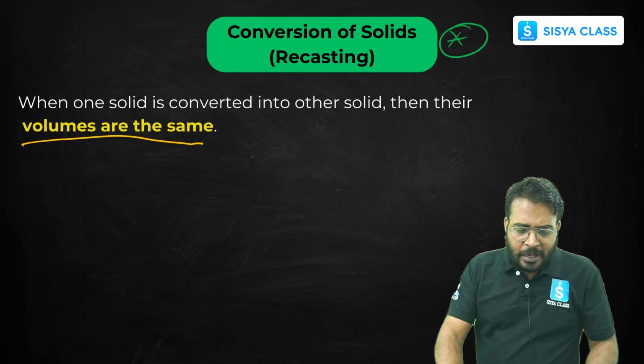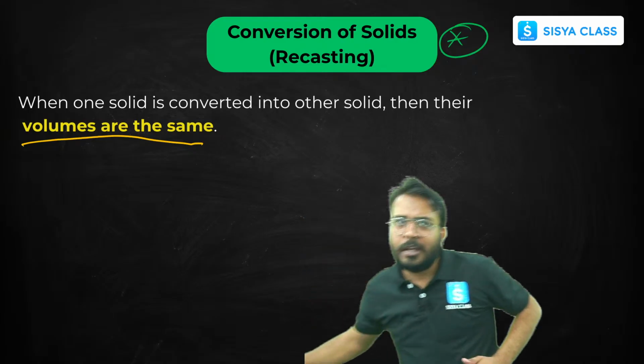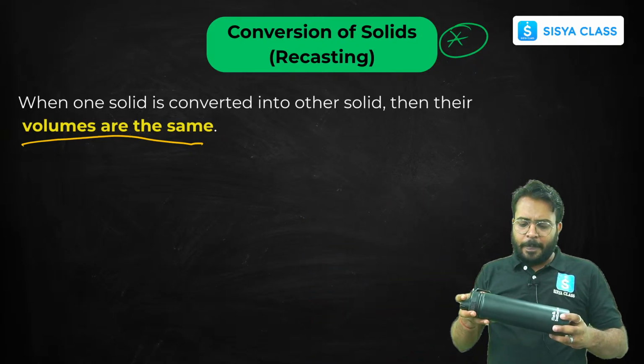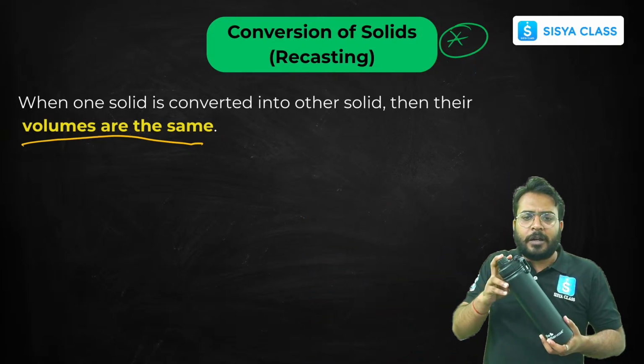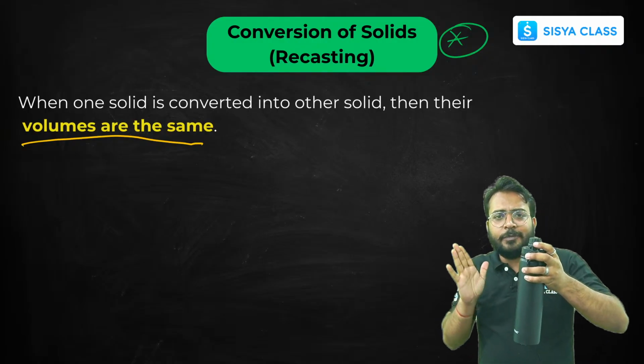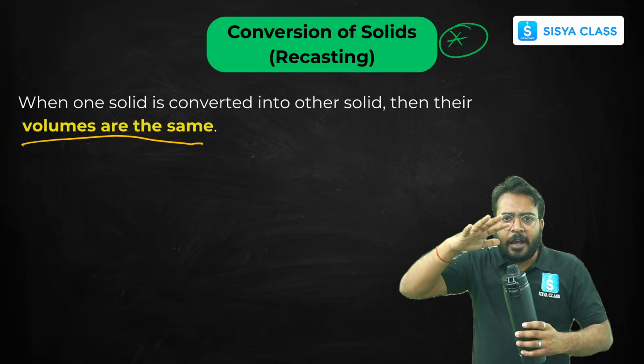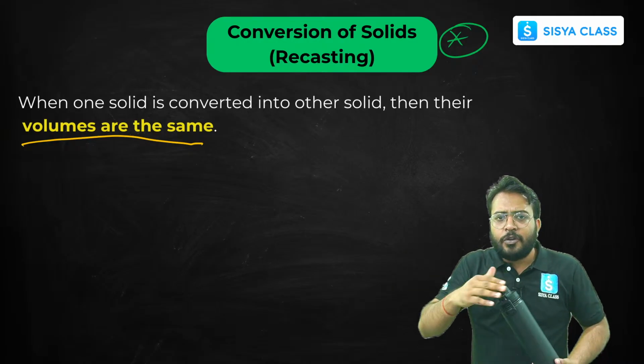Suppose I am having one object like this. Suppose this is my object, and I want to recast it. Suppose it is made of clay, and what I'm doing now is recasting it to make some other shape.